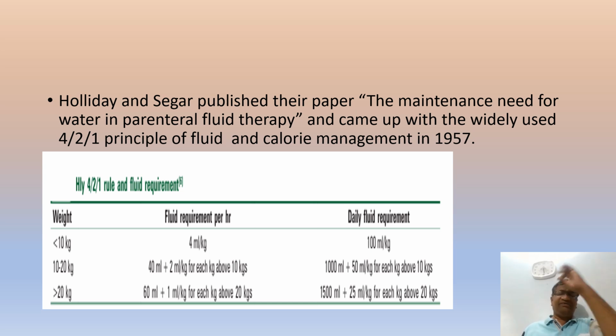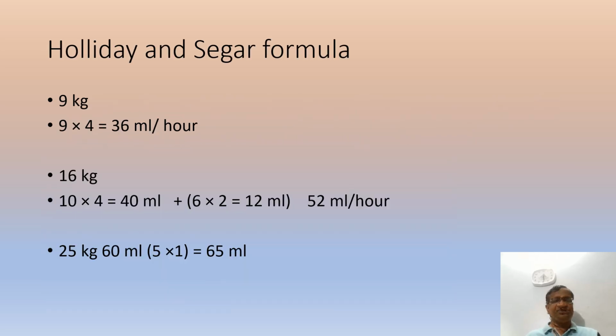The 4-2-1 formula. Everyone knows, published in 1957 by Holliday and Segar. That means less than 10 kg, 4 ml per kg. 10 to 20 kg, another 2 ml per kg. More than 20, 1 ml per kg. So 10, 10 to 20, and above 20. Now you see a 9 kg person: 9 into 4, 36 ml per hour is the requirement. We know that. 9 kg, 36 ml per hour.